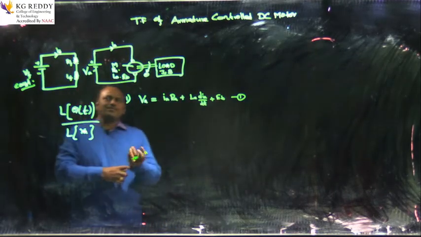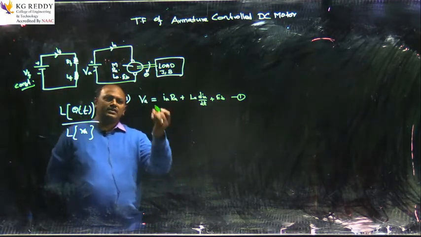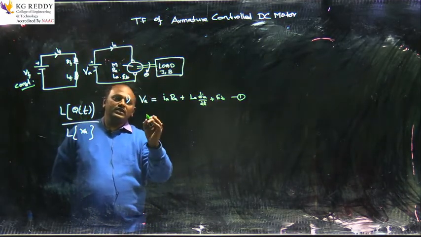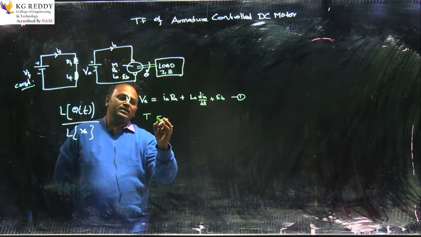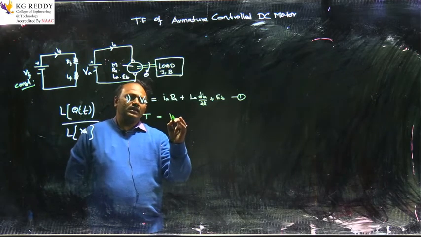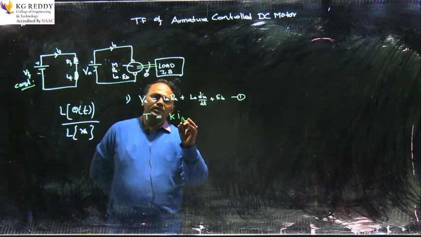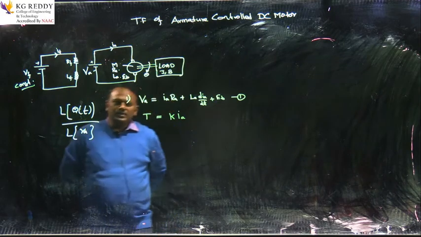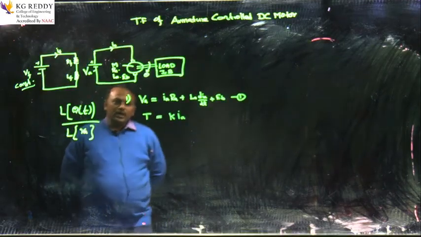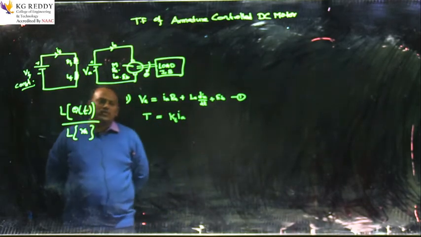Also, we have a torque that will be developed in this. The torque developed is given as T equal to K, and because the field is constant here, the torque will be only proportional to the armature current. I am taking out the proportional constant and writing Kt, the torque constant.